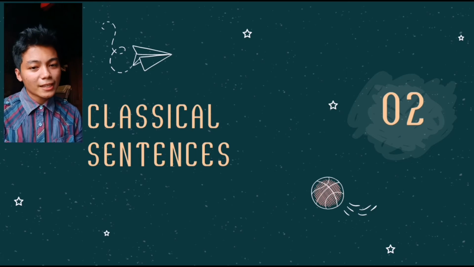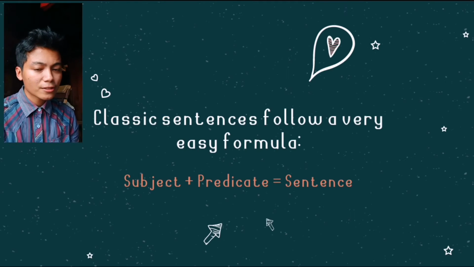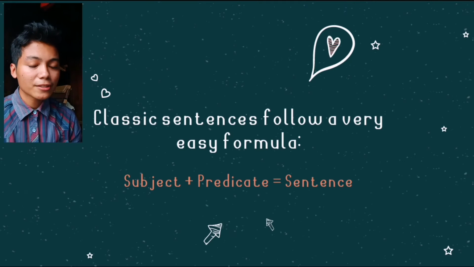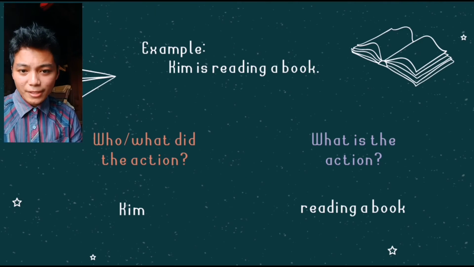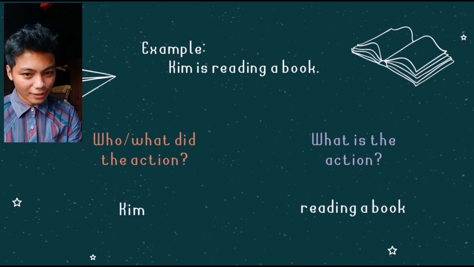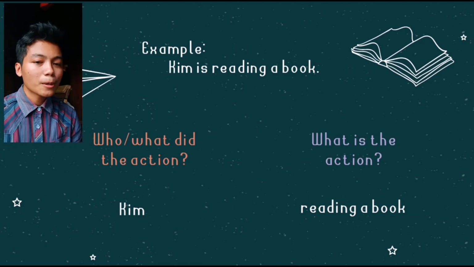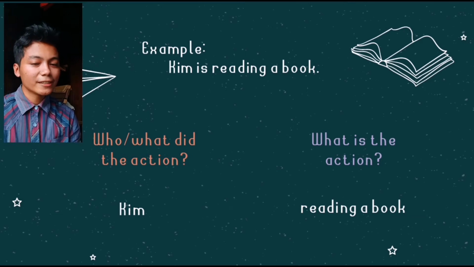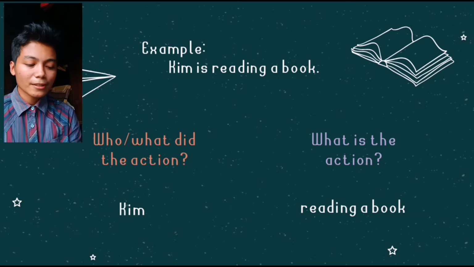Moving on, we have classical sentences. Classical sentences follow a very simple formula, which is the subject plus the predicate equals the sentence. For example, Kim is reading a book. Who is doing the action? It is Kim. And what is the action? Reading a book. We also have the cat and mouse. What or who did the action? It's the cat. And what is the predicate? Chased a mouse.